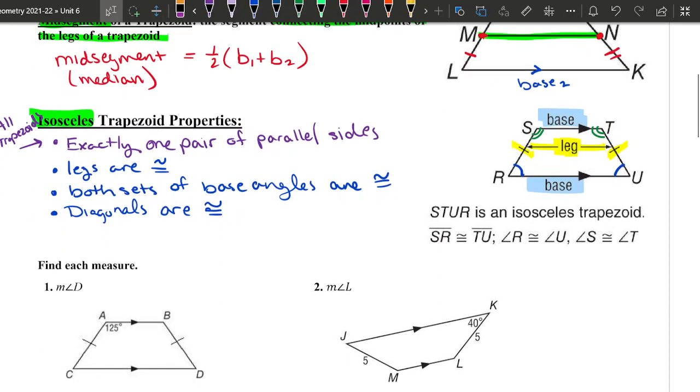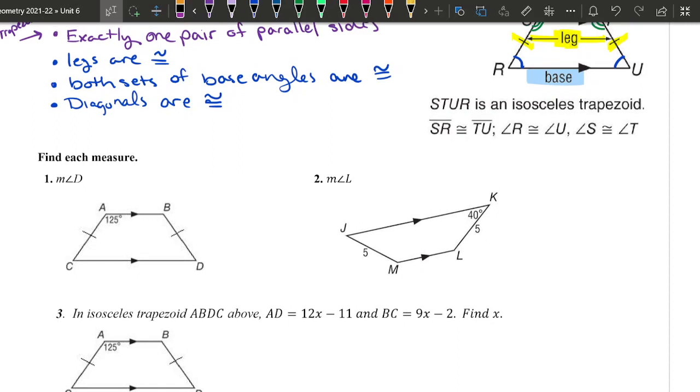Okay, so we're going to go ahead and just look at some examples of how to work with trapezoids. Here it says find the measure of angle D. Angle D is down here. But all we have is that angle A is 125 degrees. We're trying to figure out angle D. So we know base angles are congruent, so that tells us that angle B is also 125 degrees. But that really doesn't help us with D yet.